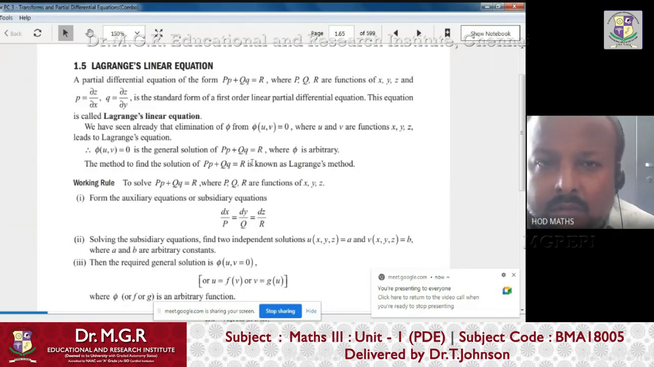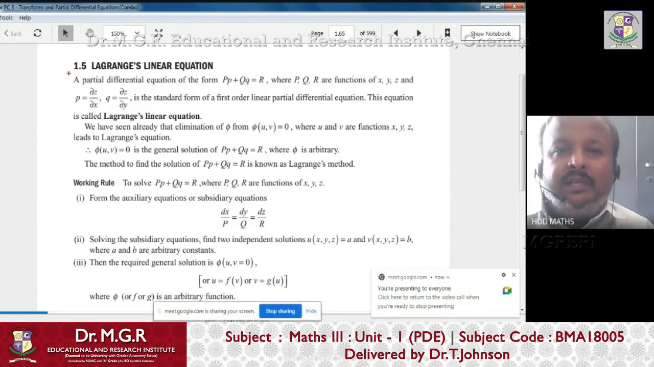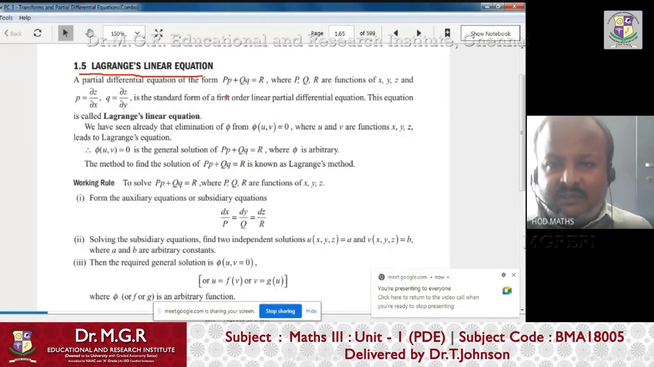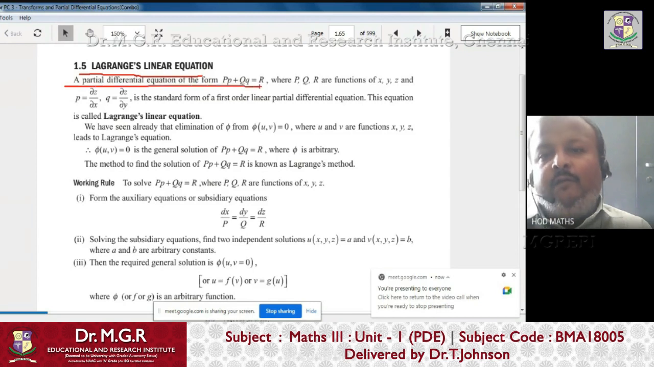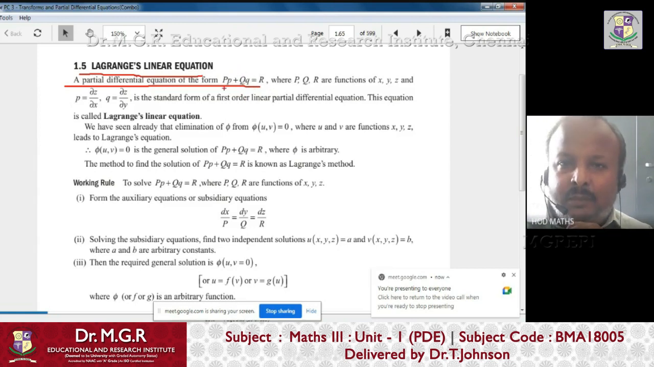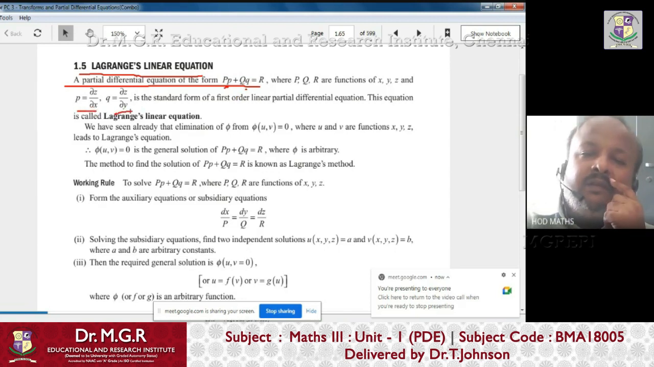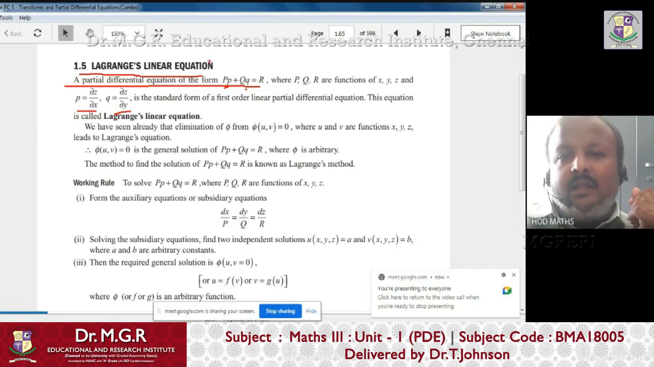Thanks. So now we are going to see about Lagrange's linear equation. Lagrange's linear equation is also a partial differential equation, of the form capital P into small p plus capital Q into small q equals capital R. You know what these small p and small q are? They are partial derivatives with respect to x and y. Then what are capital P, capital Q and capital R?